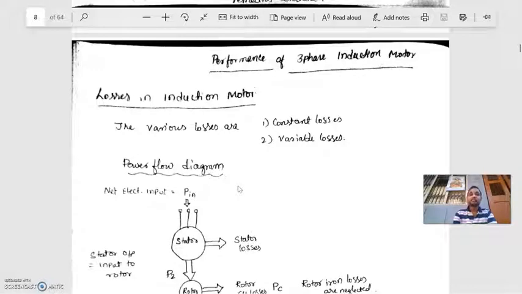Okay. So what is output power? Output power is input power minus losses. That is called the output power. So that's why we need to find out the losses occurring in the induction motor. What are the various types of losses occurring in the induction motor? The various losses are, one is constant losses, another is variable losses.